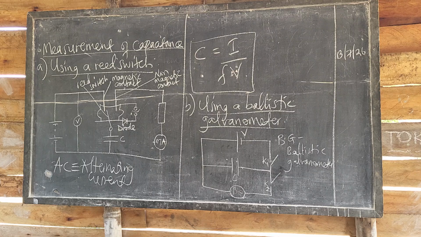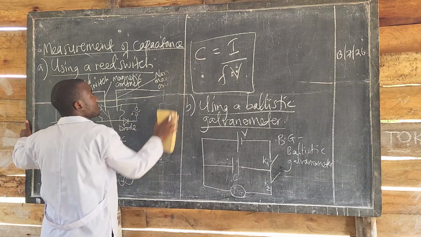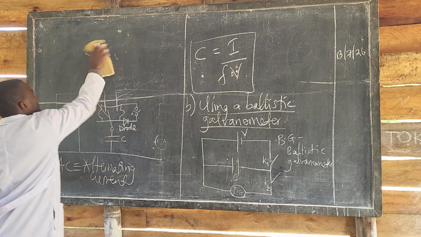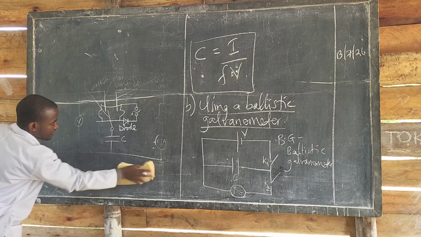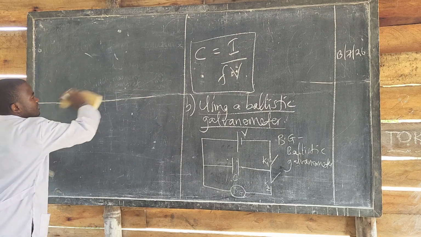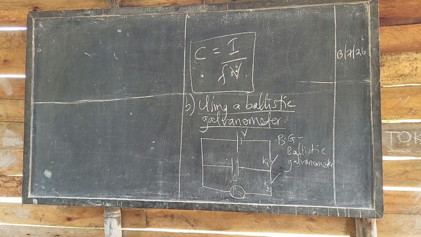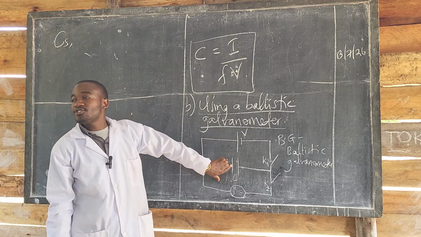First with a standard capacitor, denoted as C subscript S. We mean that in the circuit, before we connect the capacitor whose capacitance is to be determined, we shall put in a capacitor whose capacitance is known.